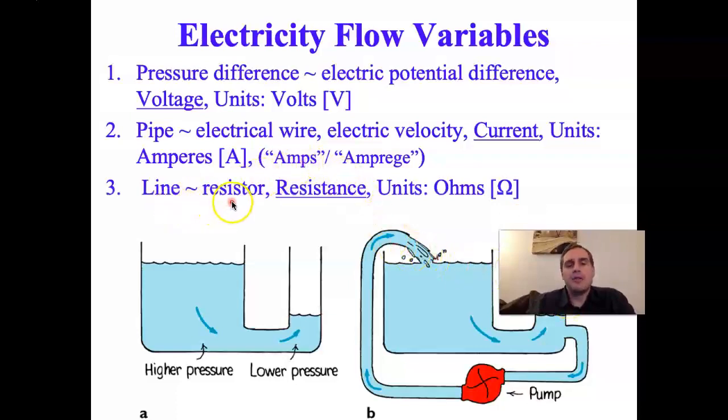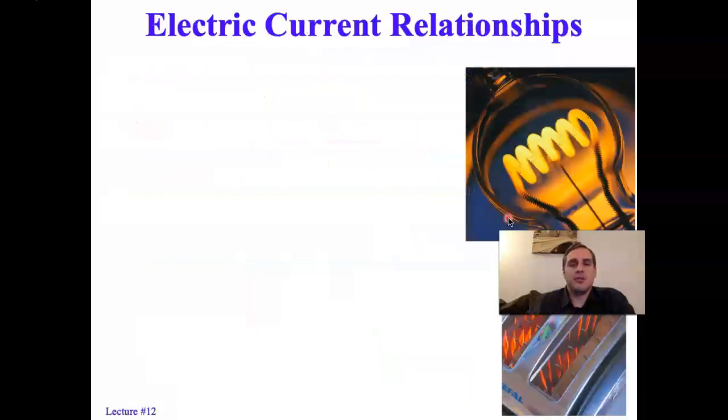And remember, the line we know to be the resistor, and that's resistance. Now, by the way, resistance has units of ohms, and that's the Greek symbol capital omega. So make sure you have that unit written down somewhere in your notes. I hope this analogy is helpful. I'll use this analogy at times to discuss electricity flow variables.